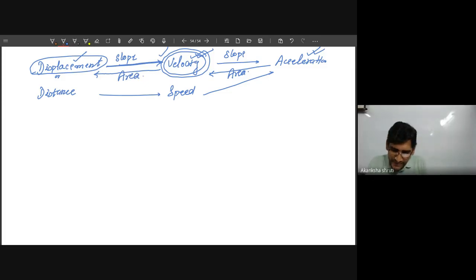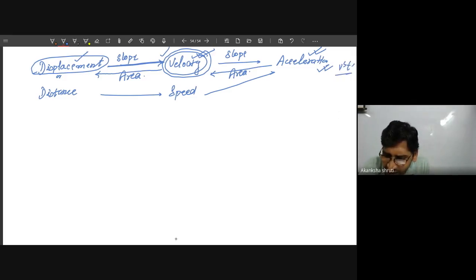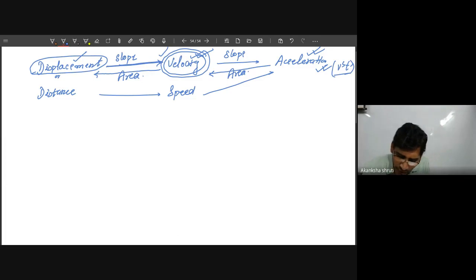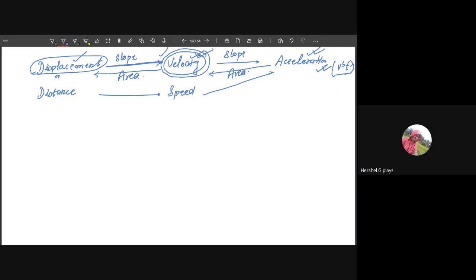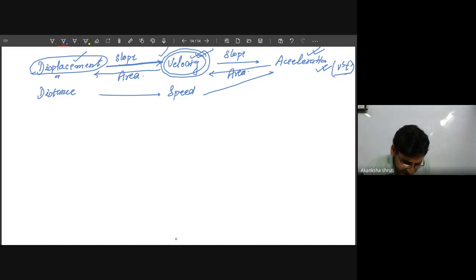The point is very simple. If you have acceleration time graph, then you have to take the area, you will reach to velocity. If you have velocity time graph, taking the area, you will reach to displacement. In place of velocity, if there is a speed, that doesn't matter. It will give us the distance. The same also holds good for the distance, speed, and acceleration.